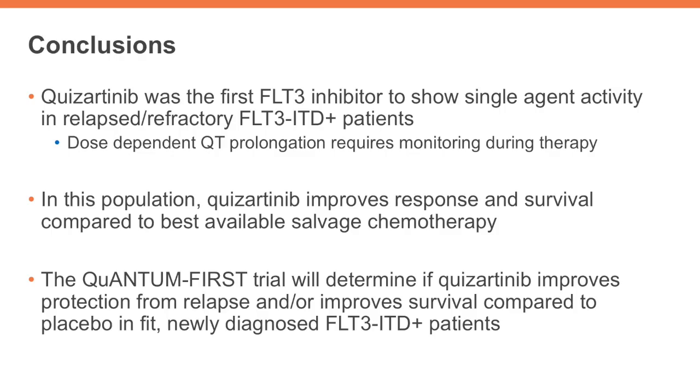So what do these results mean for those treating patients with FLT3-ITD mutated AML? Well, I think Quizartinib has shown it is the first FLT3 inhibitor that can improve the survival of patients who have relapsed refractory FLT3-ITD positive AML in comparison to standard chemotherapy when used as a single agent.